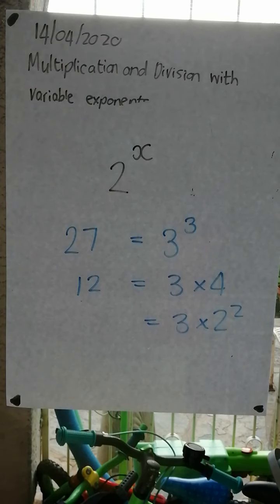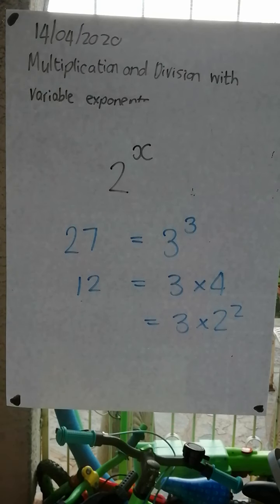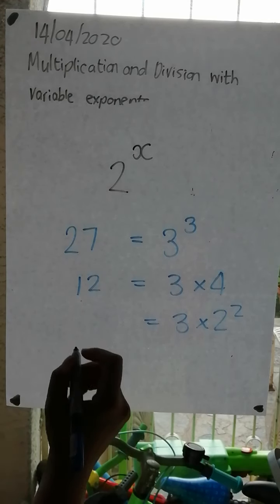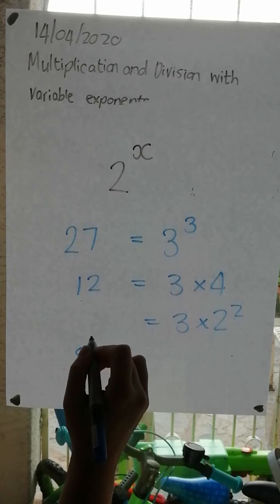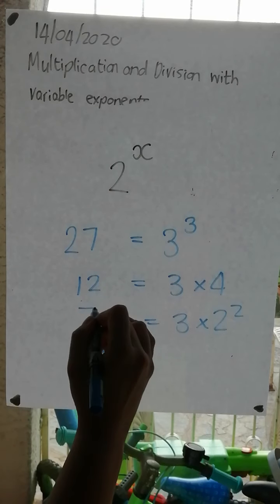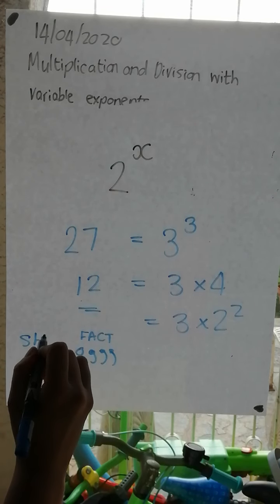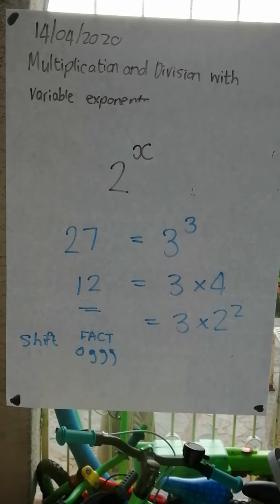Okay? If you have a problem with this, you pick up your calculator. For example, if you're doing 12, you would say 12 equals on your calculator, and then you must say shift fact. And the fact button looks like this. It's the one with the little 3 commas, and it has fact on top of it. So you say 12 equals, then you say shift fact, and then you would get this result, 3 times 2 squared. But it's good for you to know how to do this out of your head, okay?